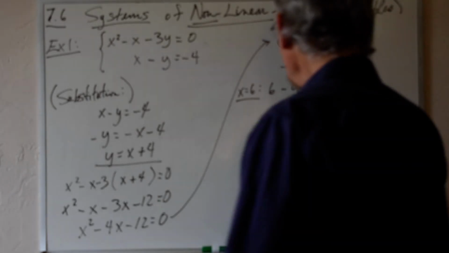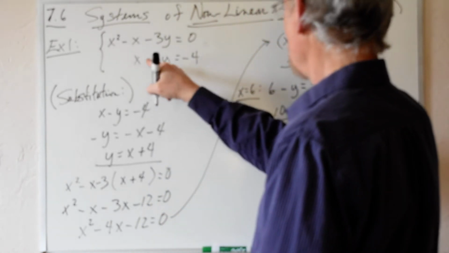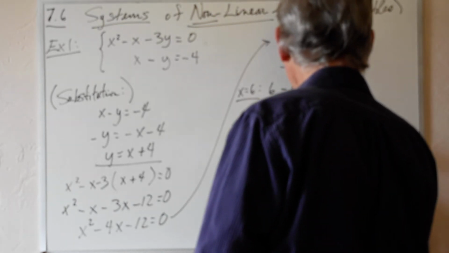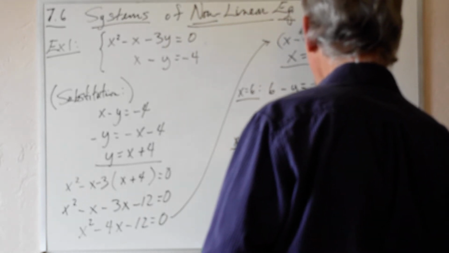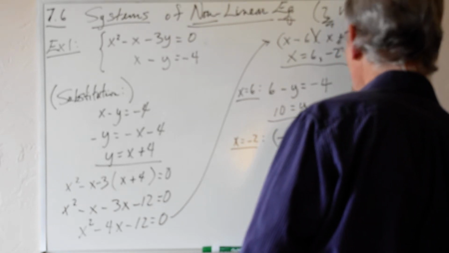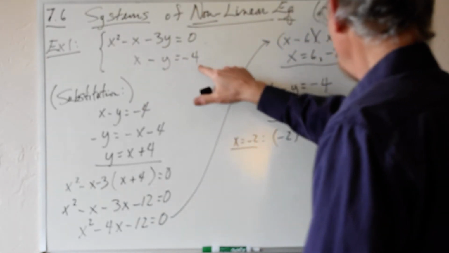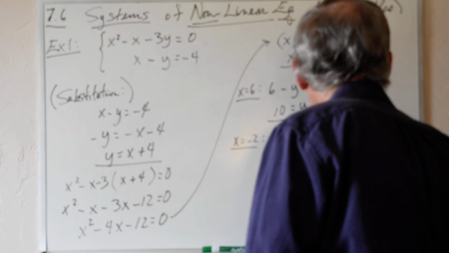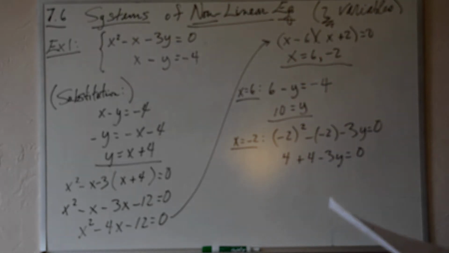Now, what should y be when x is negative 2? Again, plug into the other equation here. I get negative 2 squared minus negative 2 minus 3 times y equals 0. Oh, well, I guess I could have plugged it in here too. But either way, 4 plus 4 minus 3y equals 0, so I've got some kind of boo-boo here.